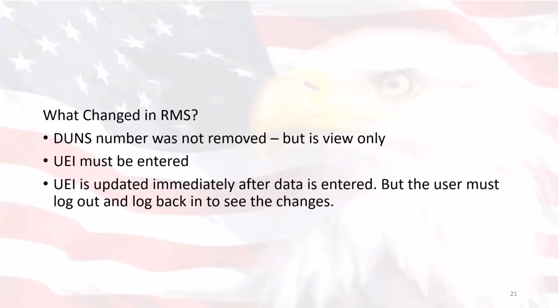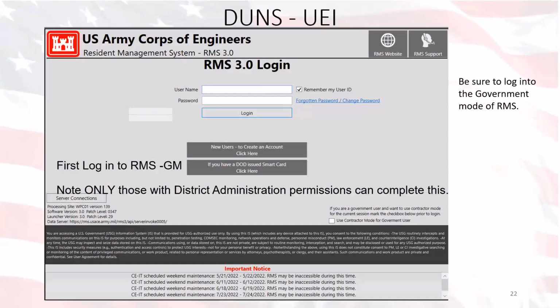Just to clarify what happened, the DUNS number was not removed, but now it is view only, so you won't be entering a DUNS number any longer. The UEI must be entered, so from this point forward, the contractor must enter a UEI. The UEI is updated immediately after data is entered, but the user must log out and log back in to see those particular changes.